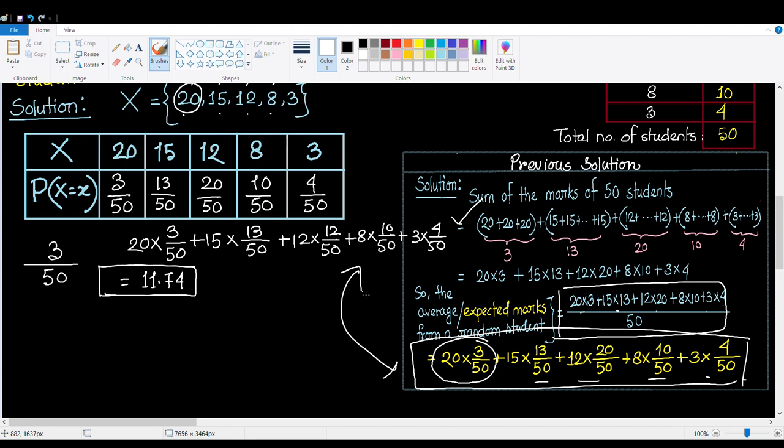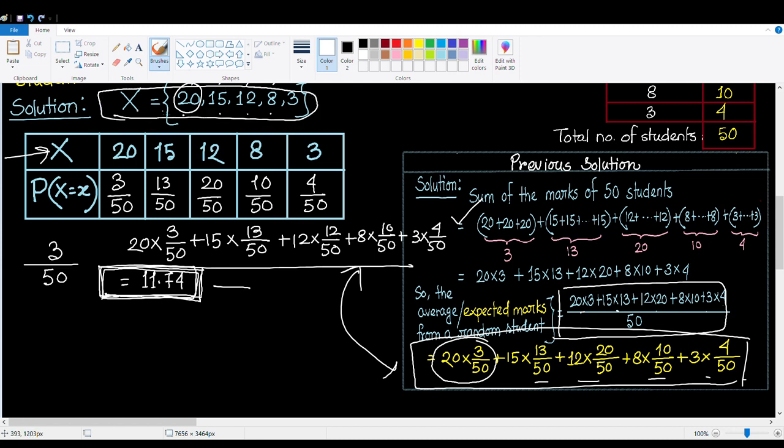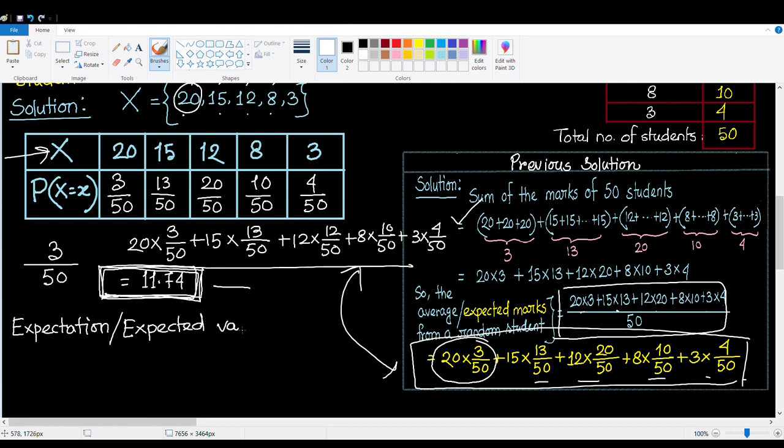Therefore, we can say that for a set of random variables, if we multiply each of the variables by its corresponding probability and add all of these products together, we get the expectation or the expected value of this random variable set. Okay, 11.74. It means that this is the expected value of this random variable. Okay, so expectation or expected value is the average of the random variables.